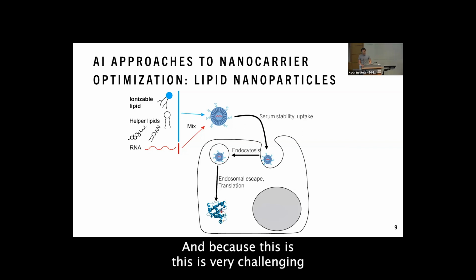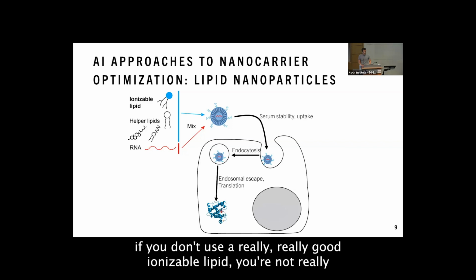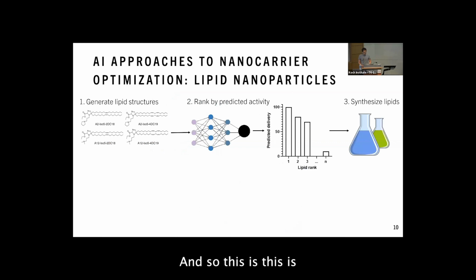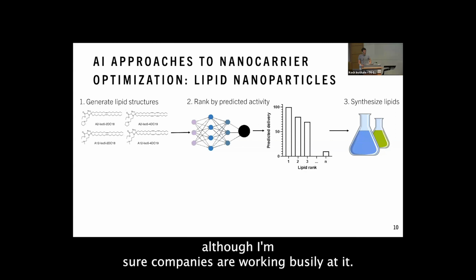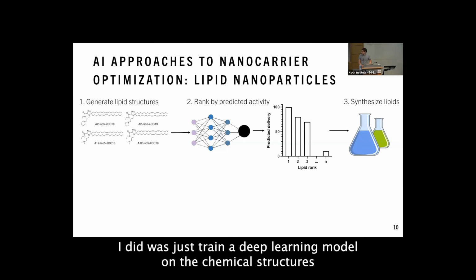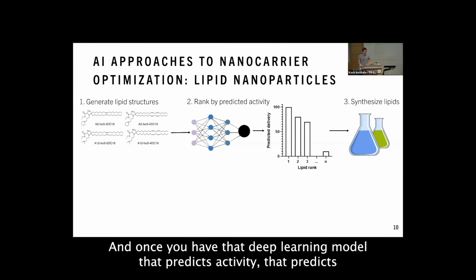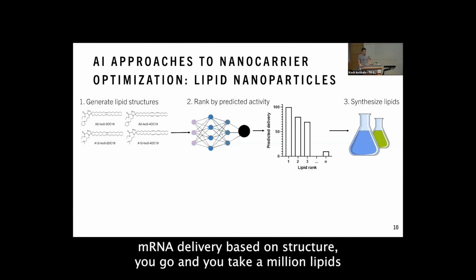And because this is very challenging, if you don't use a really, really good ionizable lipid, you're not really going to get much expression. And so this is something I did that I haven't seen people do yet, although I'm sure companies are working busily at it. But the strategy I did was just train a deep learning model on the chemical structures of the ionizable lipids of the lipid nanoparticles.